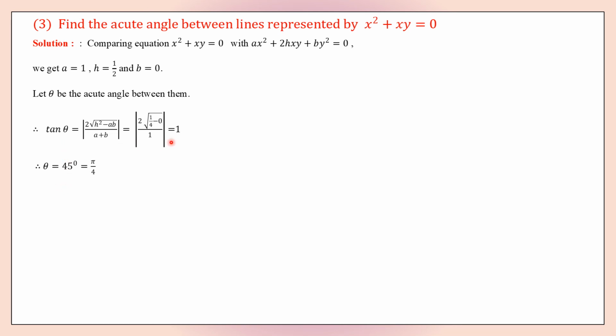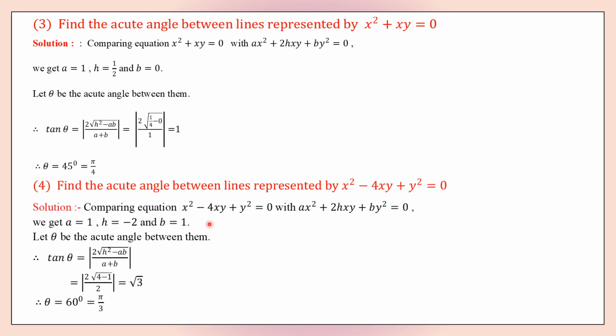We know that tan of 45 equals 1. Therefore, theta is 45 degrees, in radians pi by 4. Therefore, the angle between the lines is theta equals 45 degrees. Example 4. Find the acute angle between the lines represented by x square minus 4xy plus y square equal to 0.